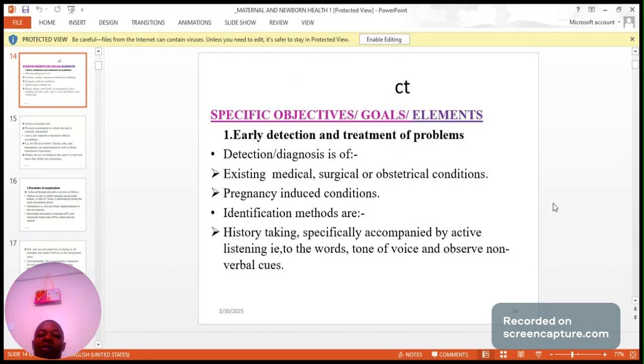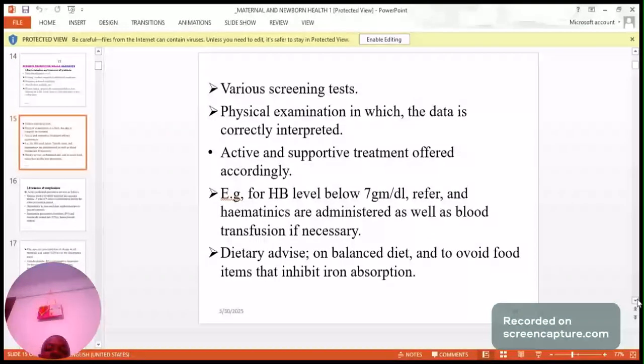Pregnancy-induced conditions. Identification methods: how are we going to identify or detect these conditions? First is talking, accompanied by active listening, like the words, tone of the voice, and observing nonverbal cues. In this locality in Kenya, poor women or women with low self-esteem will not tell you everything. Some of them will be blushing, shying off, so you have to be very keen on body language. That is what we actually encounter in most setups, especially in health center facilities in Kenya. It's very typically awkward. There are various screening tests and physical examination where the data is correctly interpreted, and active and supportive treatment offered accordingly.